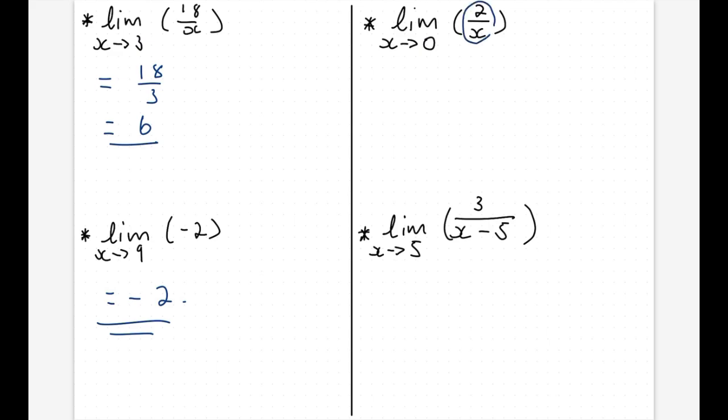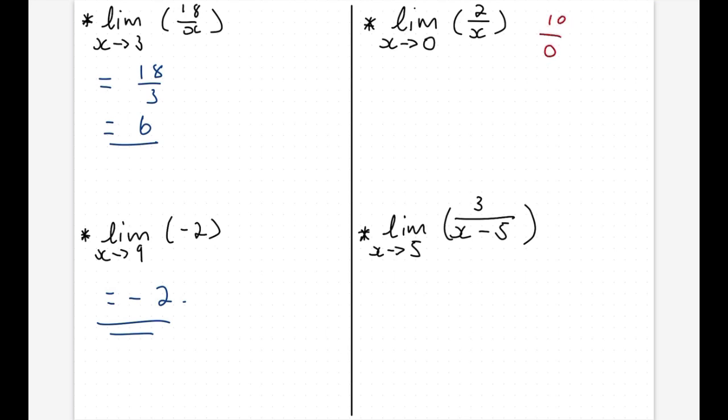Here we have the limit of 2 over x as x approaches 0. Now, I don't know if you know this, matriculants, but you should know it: division by 0 is undefined. You can grab your calculator, put any number and divide it by 0. It'll give you an error. Division by 0 doesn't exist. It's undefined. That's one of the 2 cases of undefineds that you learn about in high school: division by 0 as well as the square root of a negative number.